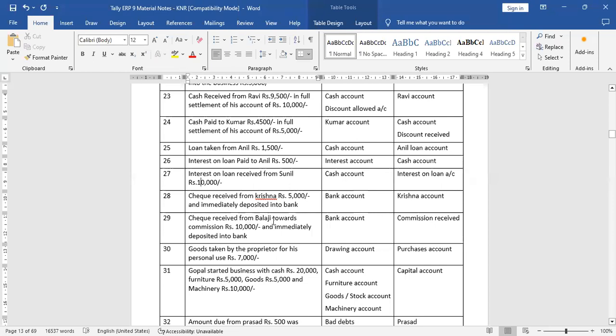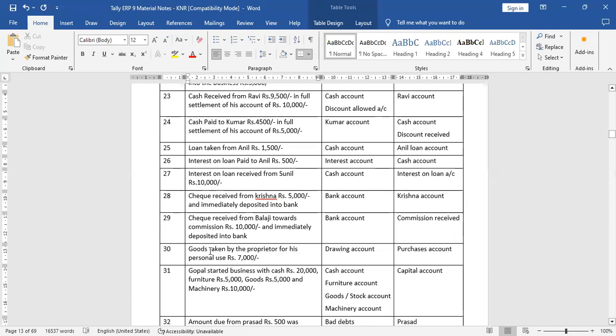Next, check received from Balaji towards commission, rupees 10,000 and immediately deposited into the bank. You are receiving the commission from Balaji. So commission received. It is an income. Which side do you enter? Credit side. In our company's point of view, the check is received. Who will receive? Bank. Bank is entered into the debit side. So bank account debit, to commission received account.